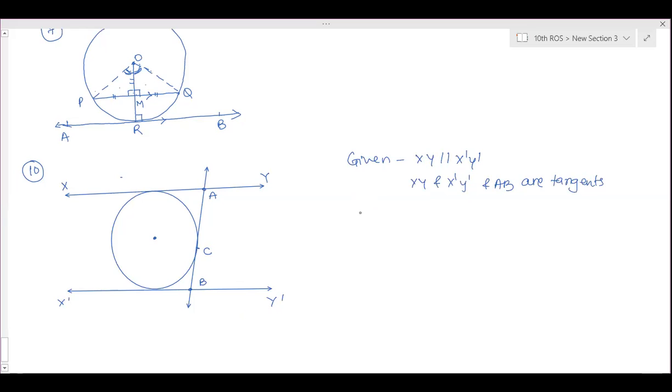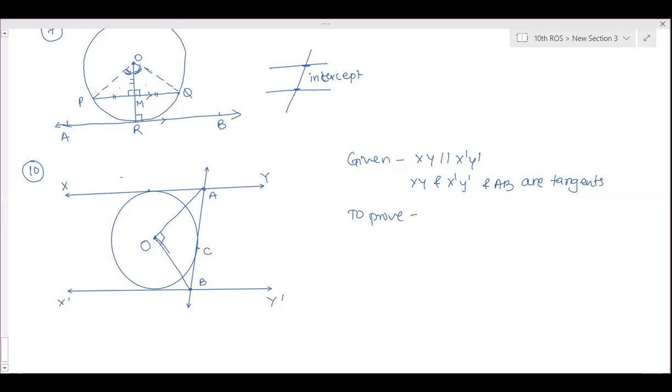Is it clear? Are you able to understand this? Yes. The part of the transversal when the two parallel lines are cut by one transversal, this part is called the intercept. So AB is the intercept, and this AB subtends a right angle at the center. So when you join OA and OB, it will subtend a right angle, that we have to prove.